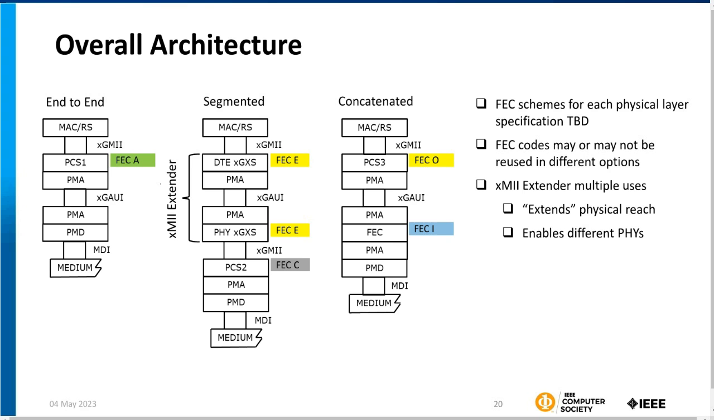Going back once again, I said the FEC scheme that gets employed is dependent upon the physical layer specification being targeted. There may be reuse of FEC codes, there may not be. And the MII, the extenders I talked about before, can extend the physical reach and can actually enable different PHYs to be applied. So that's just a simple way to look at it.